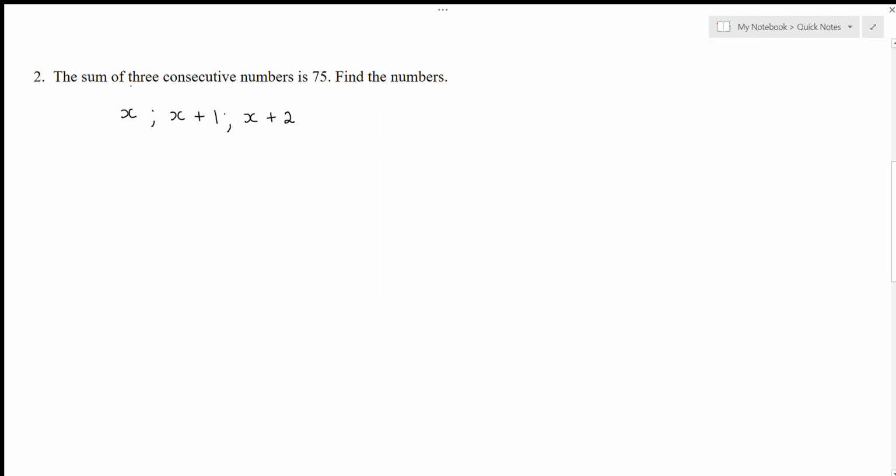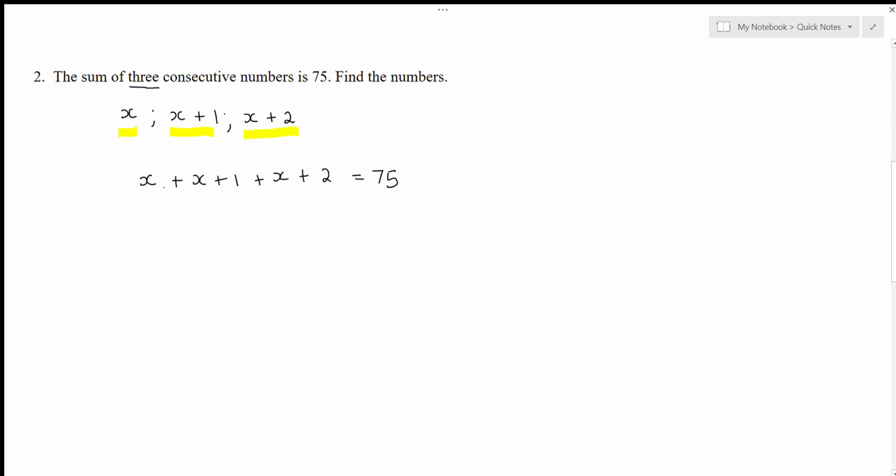So we're looking at the first 3. The first number is x. The second number is x plus 1. And the third number is x plus 2. So let's write it out. Sum means add. So we're going to have x plus x plus 1 plus x plus 2 is equal to 75.